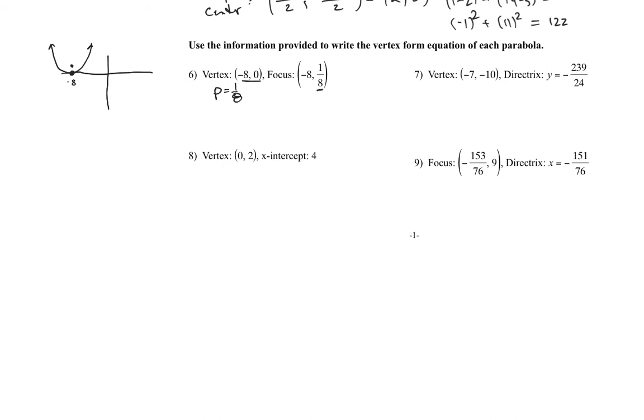So we're going to write our equation. It's going to be 4p, or 4 times 1/8, times y minus k, which is 0, equals x minus h, which is -8, squared. Remember, if it's opening up and down, I'm going to choose the formula that has x squared in it. So this would be 4p times (y minus k) equals (x minus h) squared. That's the basic formula I'm working on.